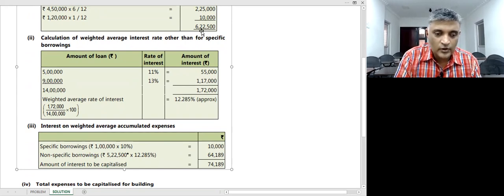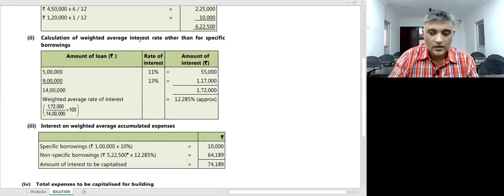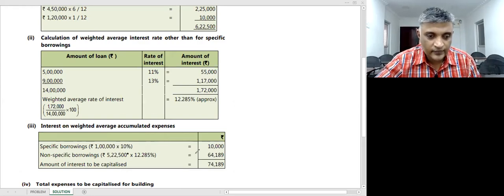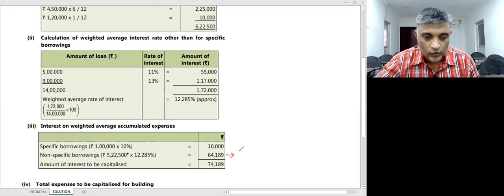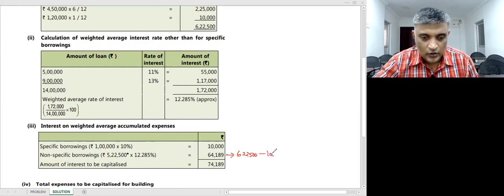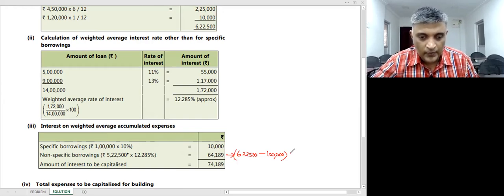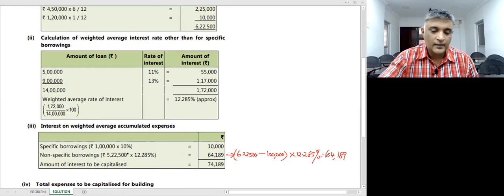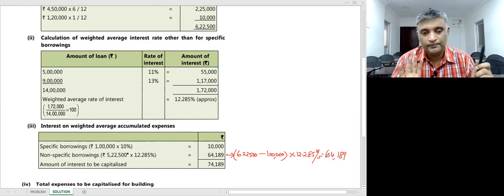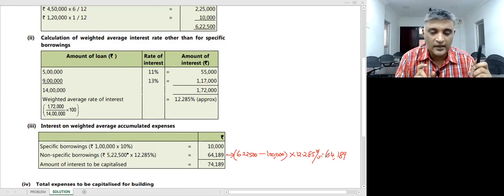The total amount is 622,500. Right? That is important. So how did I get that 522,500? It's very important. Out of 622,500, which is the weighted average amount spent, I am reducing the 1 lakh, which is on account of the specific loans. So balance is going to be 522,500. I am going to apply 12.285% on that, and that will give me 64,189. So if I add up these two, I will get 74,189. That's the total interest to be capitalized.